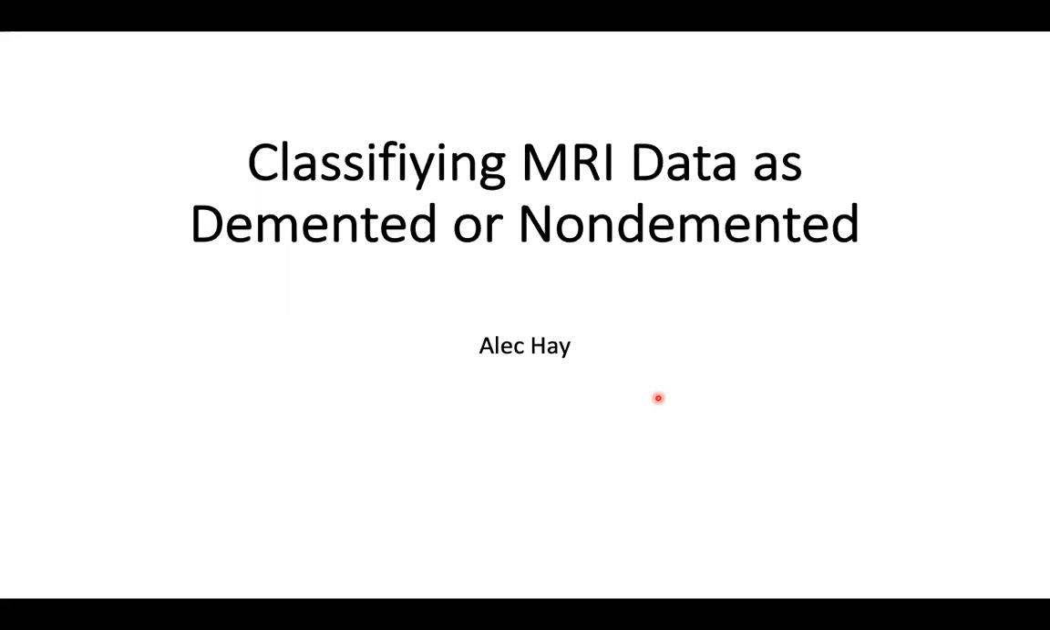It's called Classifying MRI Data as Demented or Non-Demented. And my goal was to build a model using deep learning and TensorFlow that can accurately classify T1 weighted MRI scans as demented or non-demented.